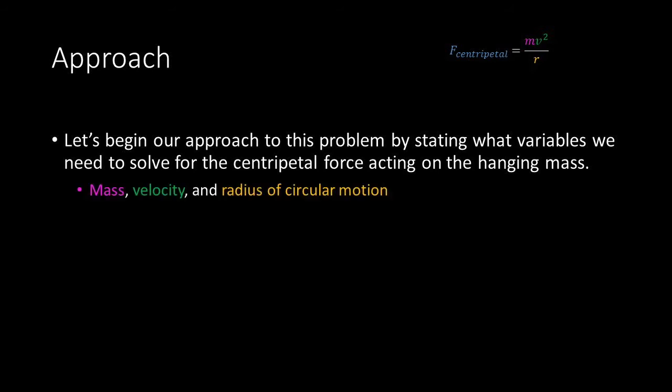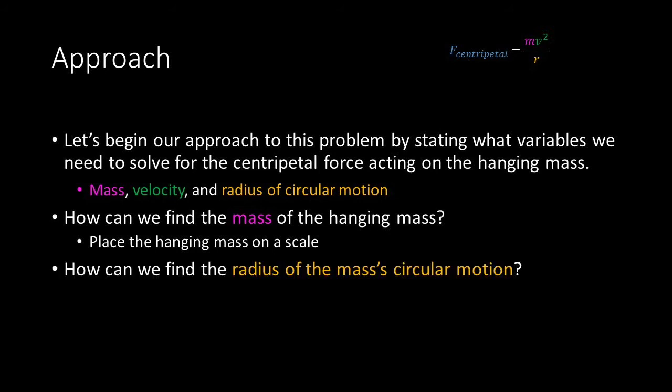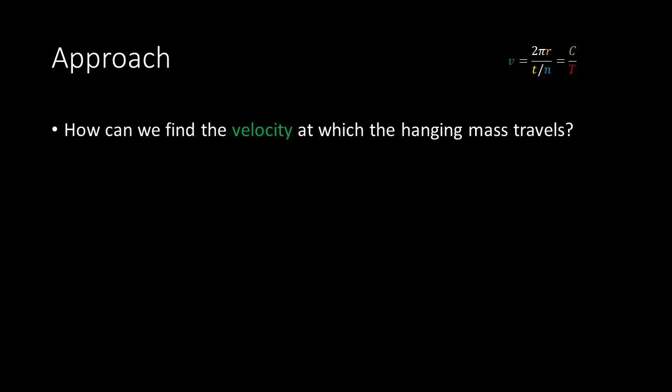Well, we need the mass, the velocity, and the radius of the circular motion of the hanging mass. So how can we find the mass of the hanging mass? Well, we can place the hanging mass on a scale. Now how can we find the radius of the mass's circular motion? That's simple. Use a meter stick to measure the length of the string. Alright, this is where things get a little tricky.